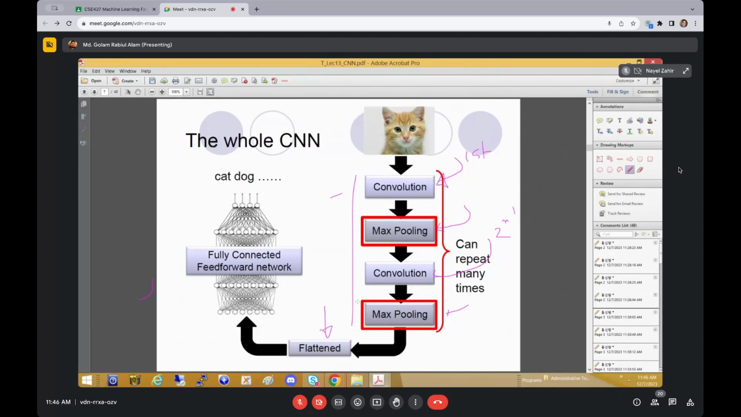After flattening, we will discuss each and every component here. Then we will pass these flattened features to a fully connected neural network. This part is the fully connected neural network, the neural network we discussed in our last two classes. That's the fully connected feed forward network. And finally it will classify as a cat or dog or something. Here is the image of a cat, so finally it will classify it as a cat.